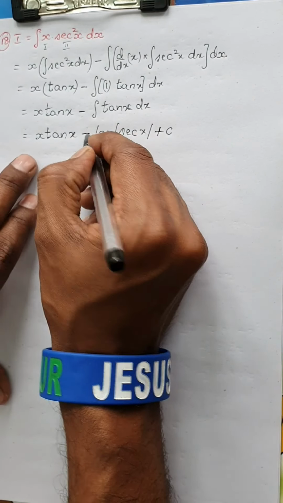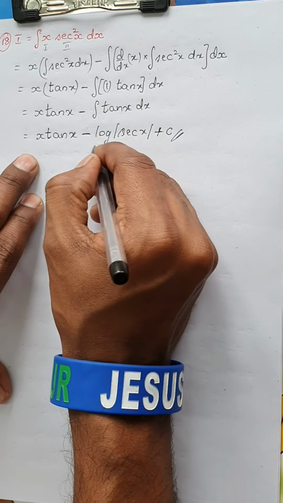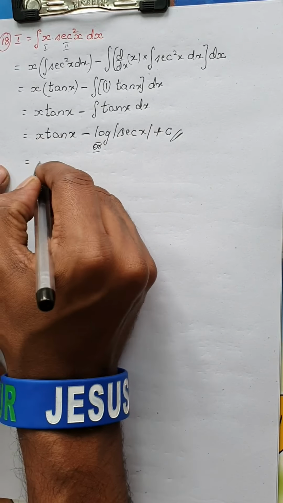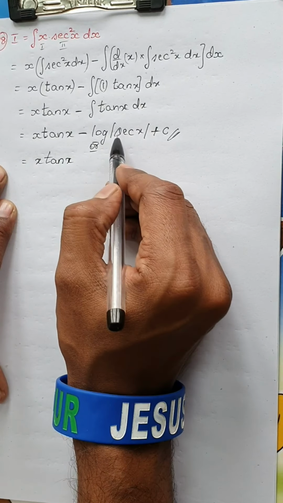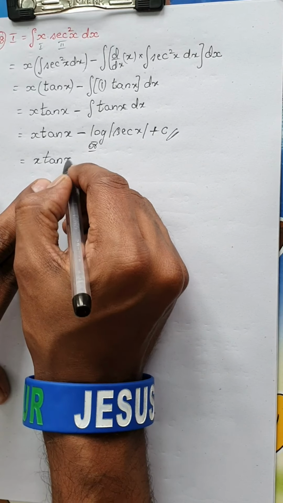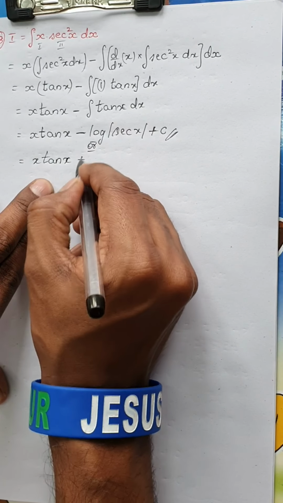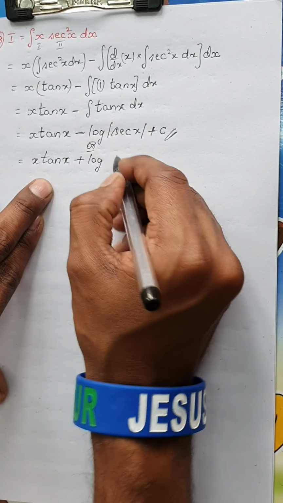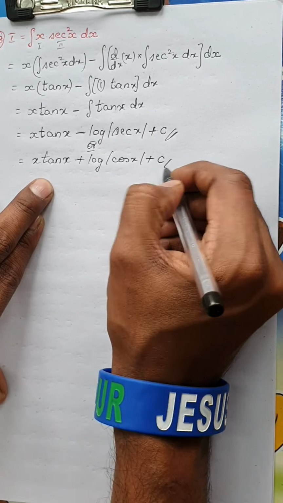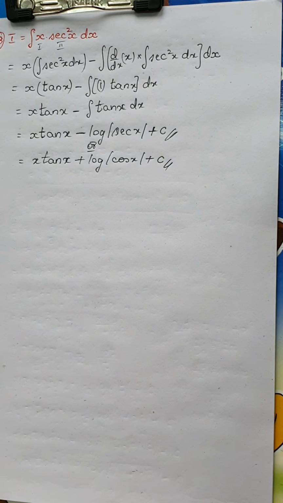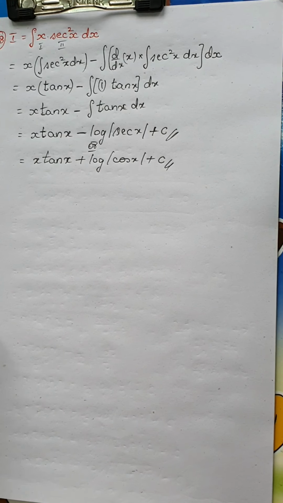You can either write this, or it is also the same as x tan x. If you write log of cos, remember you have to take minus outside. So minus of minus becomes plus log of modulus of cos x plus c, and both are the same results. And that would be the final answer.